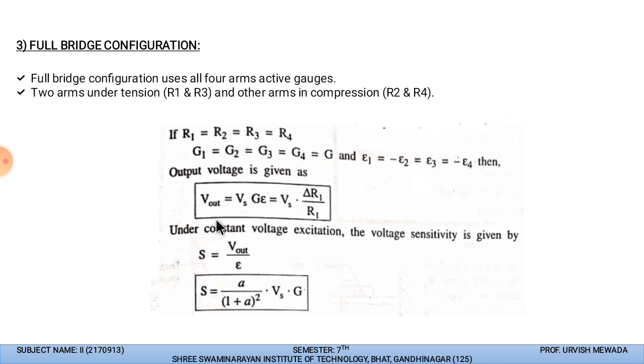So Vout is given by Vs into gauge factor into epsilon, where epsilon is delta R1 by R1, the change in resistance of resistance 1. Under constant voltage excitation, meaning we keep the input constant, the voltage sensitivity is given by S is equal to Vout by epsilon. From the equation in the previous case, S is equal to A upon (1 plus A) squared into Vs into G. So this is the full bridge configuration, and from that we can determine the sensitivity of the gauge.